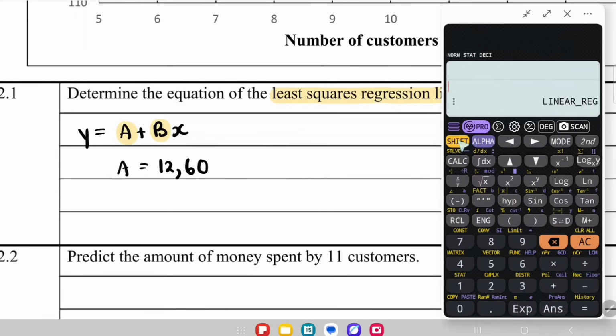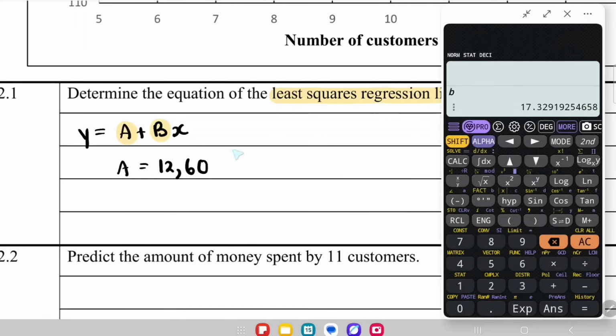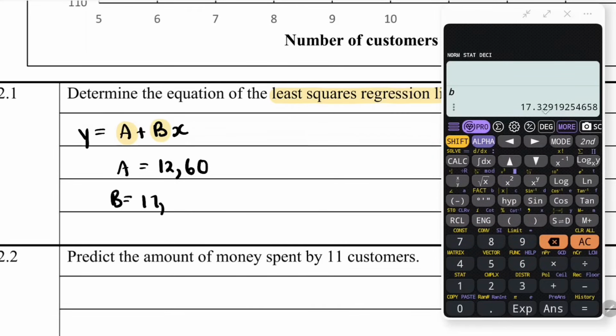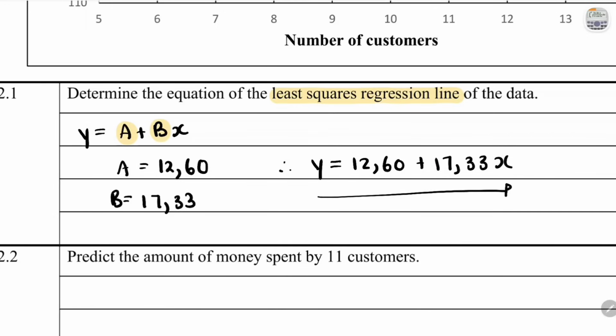And then we need to find the value of b. So again, you're going to press Shift 1 and then make sure that you go for regression, and then b is equal to 17 point. That 9 is going to round that 2 up to a 3. So it's going to be 17.33. Okay, so the equation of our least squares regression line is therefore y equals 12.60 plus 17.33x. And that is our answer.